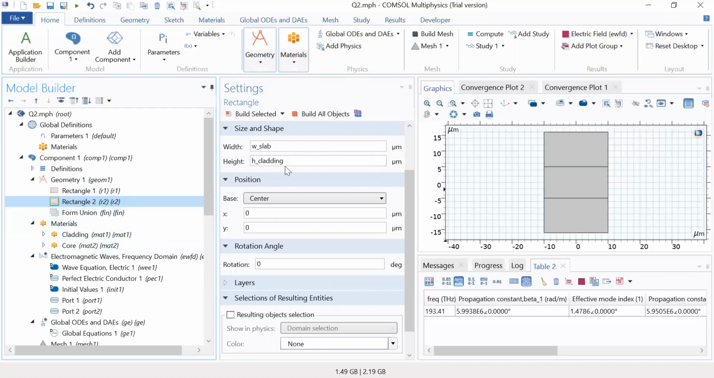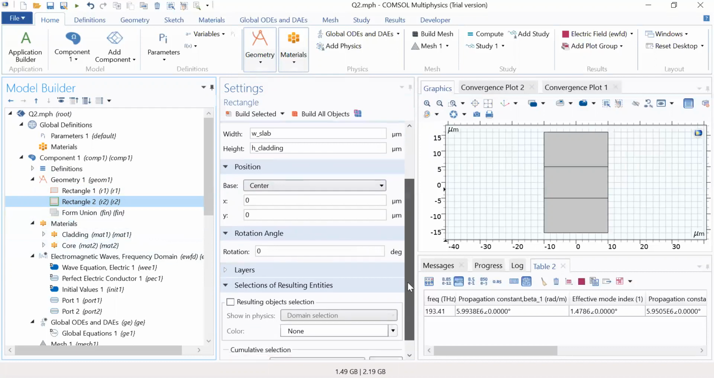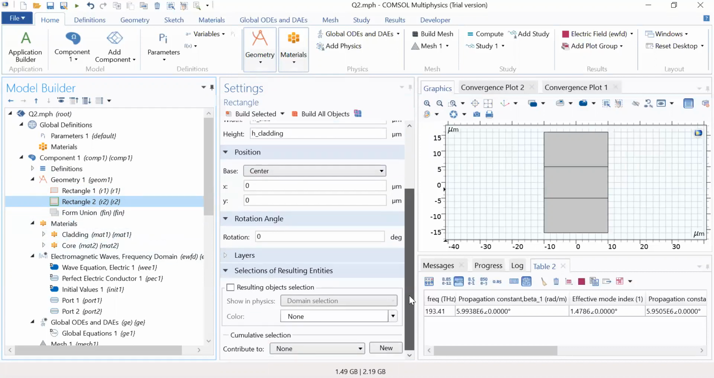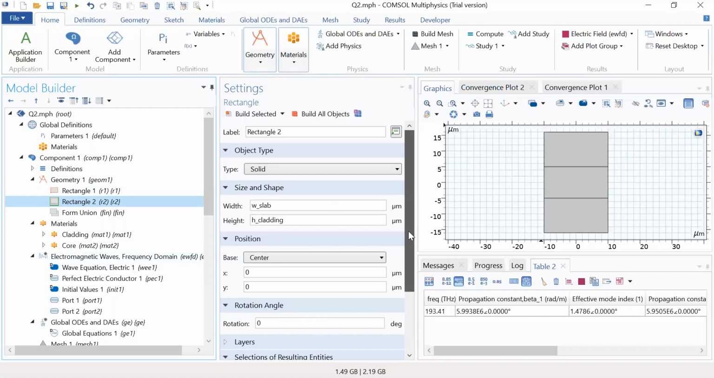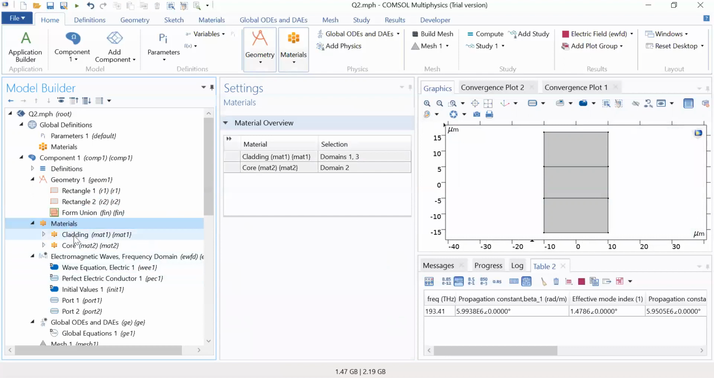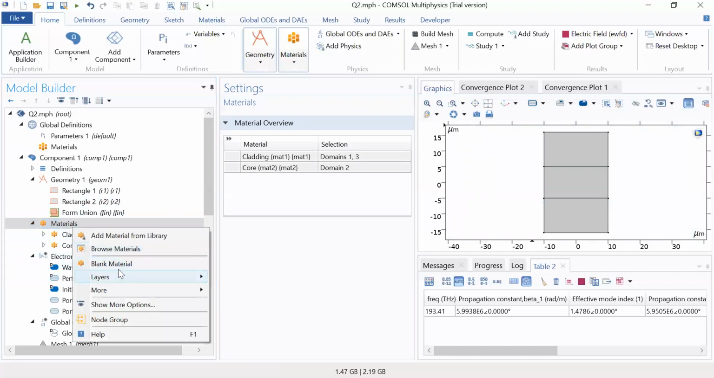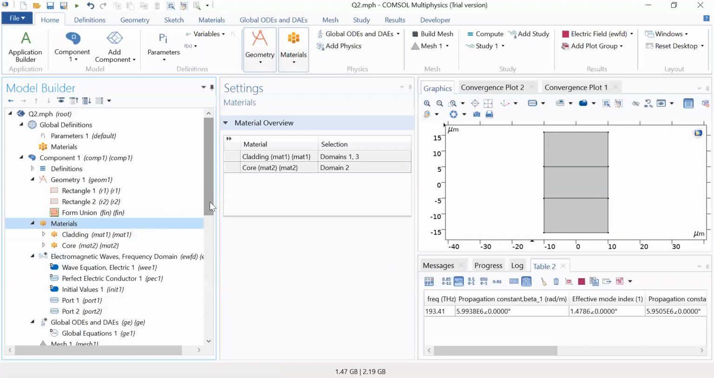Similarly, go for the cladding, and replace the height with H cladding. H cladding must be greater than or equal to the core thickness. Having defined the layout of this waveguide, we need to define what kind of material it is made of. So we go to the material section, in which we choose the blank material for core and cladding.